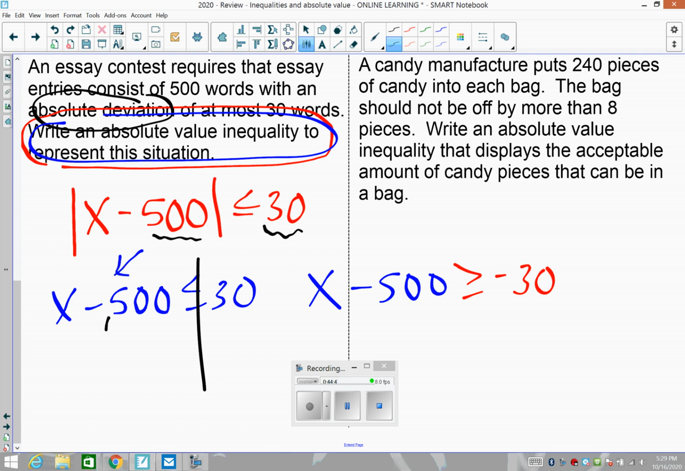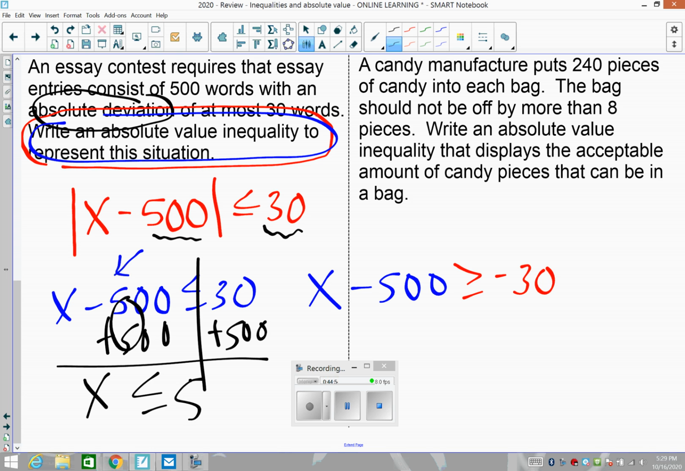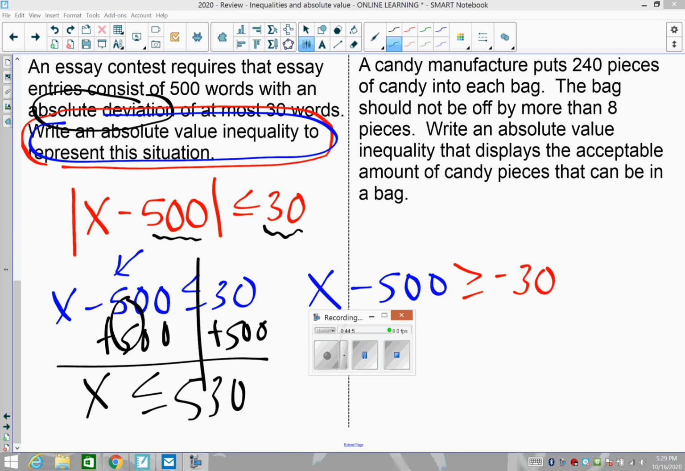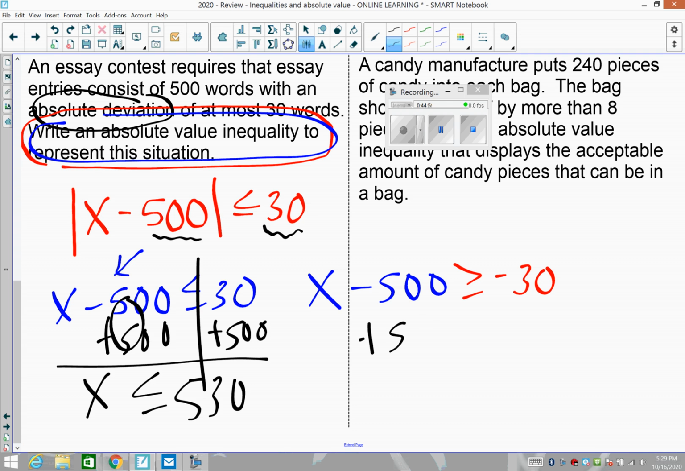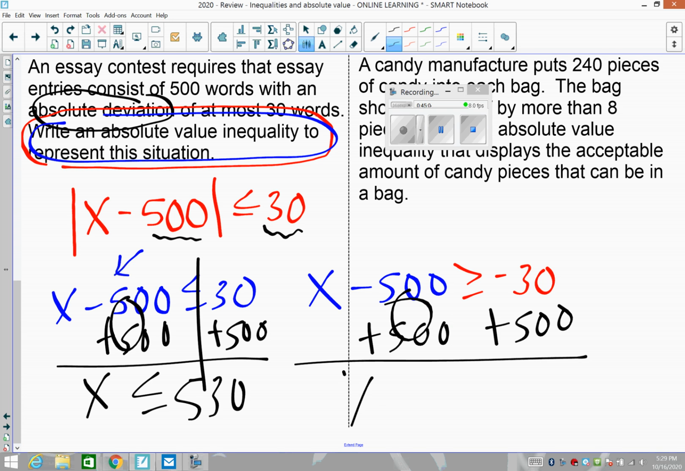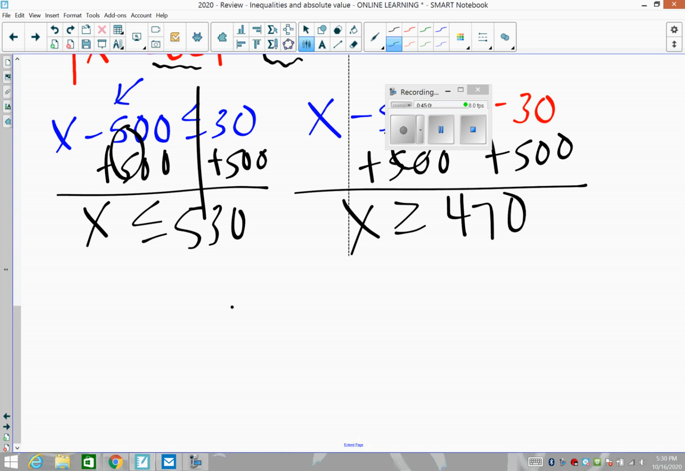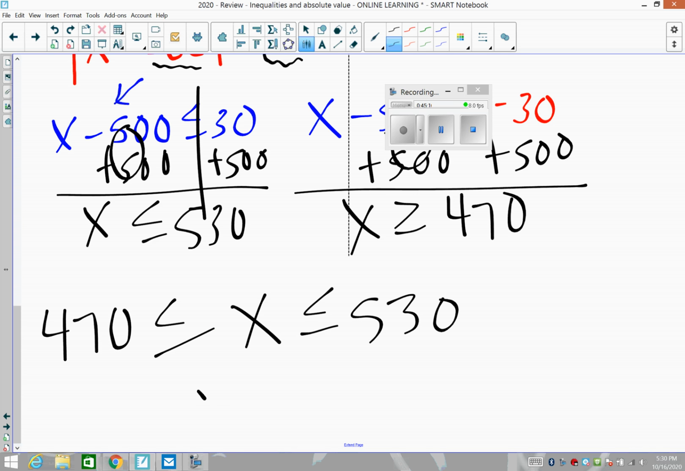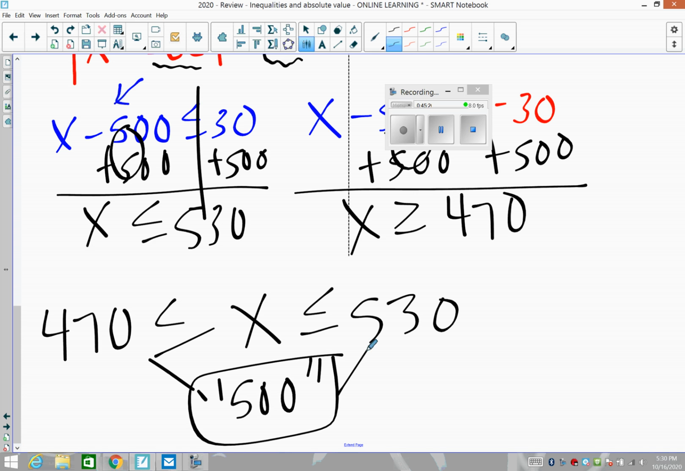So what are the possible acceptable values with a deviation of 30 words? We will allow up to 530 words. We will allow a minimum of 470 words. So the number of words could range from 470 to 530, recognizing that our perfection would be 500. But this proves that we have a deviation of 30 each way.